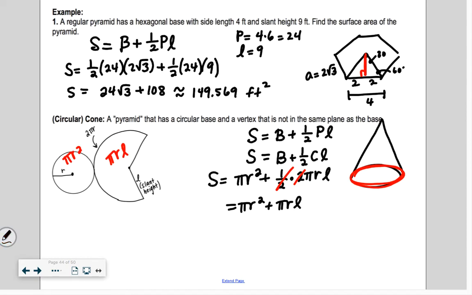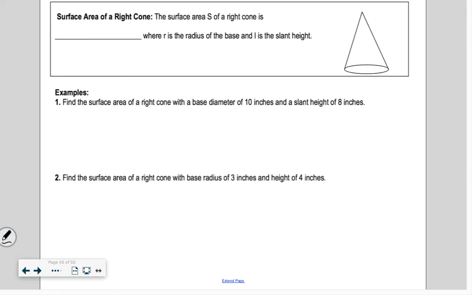All right, so anyway, here's our formula. So I believe there's a box for that, right? So our surface area is going to be pi r squared plus pi r L. So r is the radius of the base, L is the slant height.